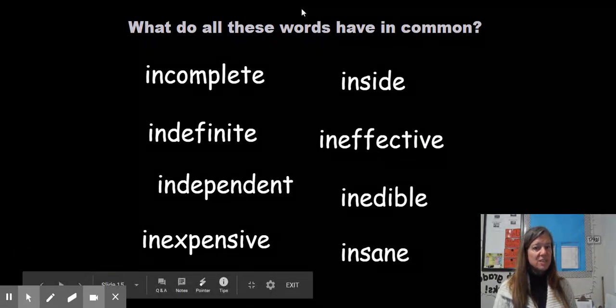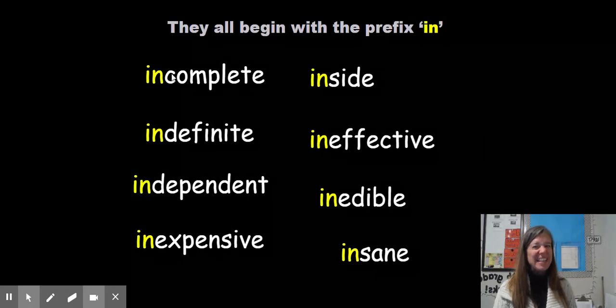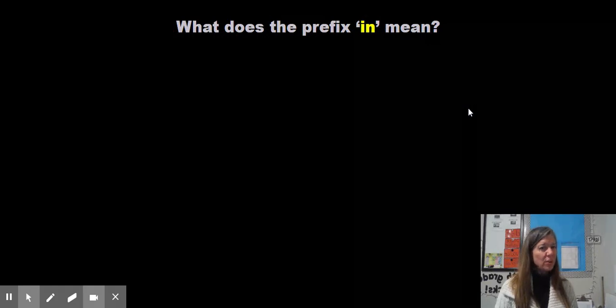So what do all these words have in common? Incomplete, inside, independent, inedible. Absolutely, they all have in. So the prefix in. Okay, so what does the prefix in mean?